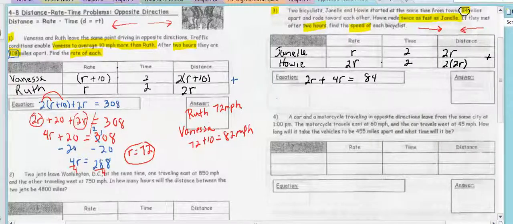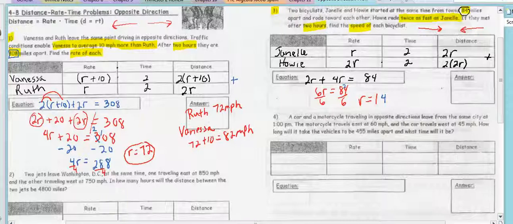Now we're just going to do the math. 4R plus 2R is 6R, which is equal to 84. Divide by 6, divide by 6. R is going to be equal to, 6 will go into 8 once, and there's 2 left over, so 6 will go into 24 4 times.